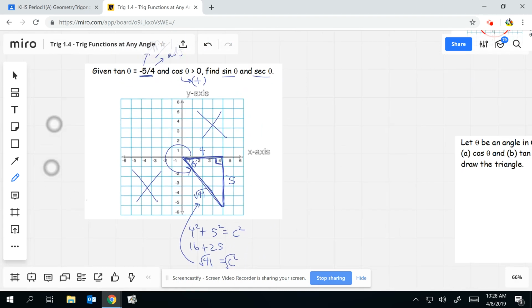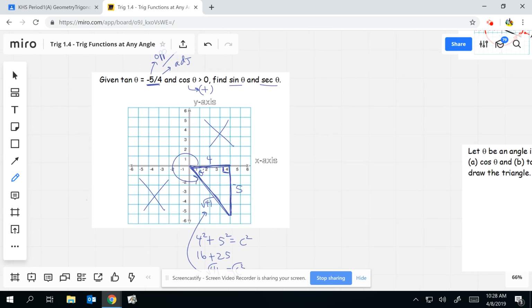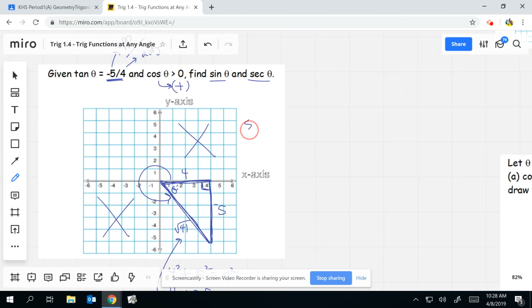So using the little clues, we've got our triangle now. The clues gave us the quadrant. It gave us 2 of the sides. So now I can use those 2 sides to find my hypotenuse. Now I can use that to find sine. So we want sine of theta. Sine of theta is the opposite side, which is a -5, over a hypotenuse, which is radical 41. So -5 over radical 41.